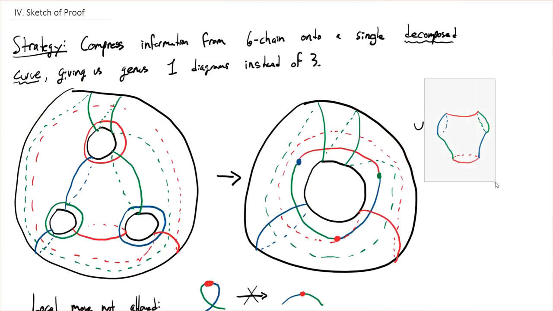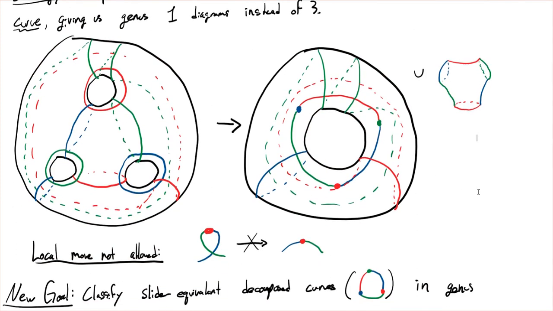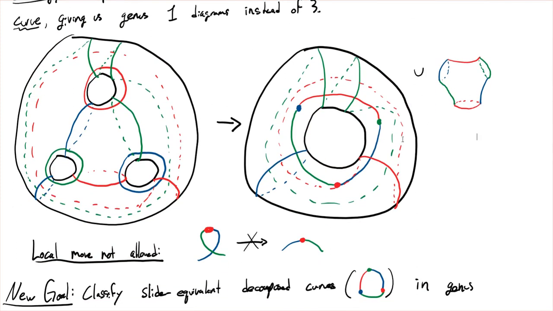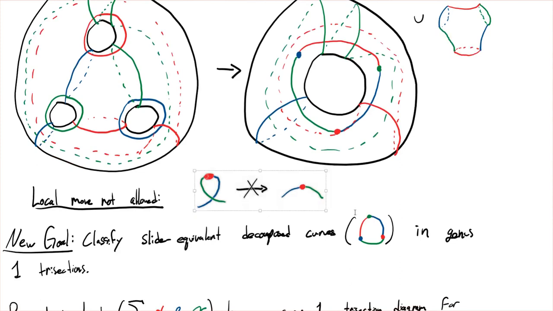In a nutshell, we're attaching this pair of pants to our surface, and we're keeping track of the attaching information so that this is valid. Because we're doing that, one thing we're not allowed to do are these local Reidemeister 1 moves. So if you see this kink, you're not allowed to just pull it tight. Why? Well, that will add twisting to the picture that we don't want.